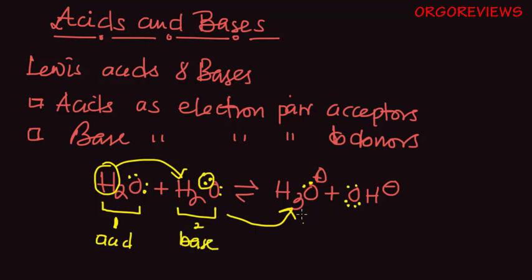And the same thing here: the hydronium ion will accept a lone pair from the hydroxide ion, and therefore the hydroxide ion can also be considered a Lewis base. Now the conjugate is going to be a Lewis base, and this is going to be a Lewis acid.